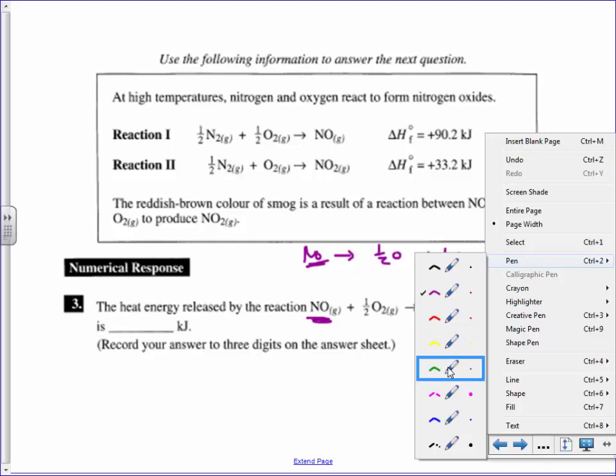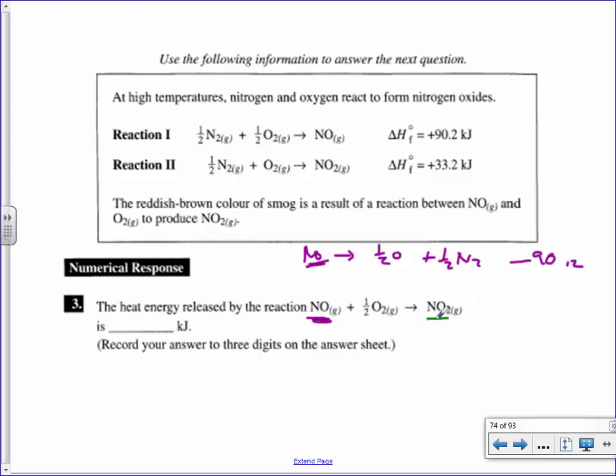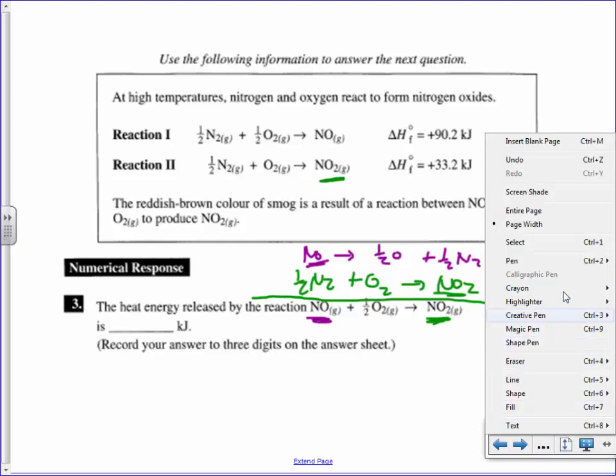I might not work with oxygen next just because it's in both reactions. I need to have a nitrogen dioxide sitting on the product side. This is the only guy that can have nitrogen dioxide. It's already in the right spot, so I'll just write out the equation as written. Half a nitrogen plus a full oxygen makes that nitrogen dioxide. That puts this guy in the right spot. So I need to keep that as 33.2 in the positives because I didn't change the equation.